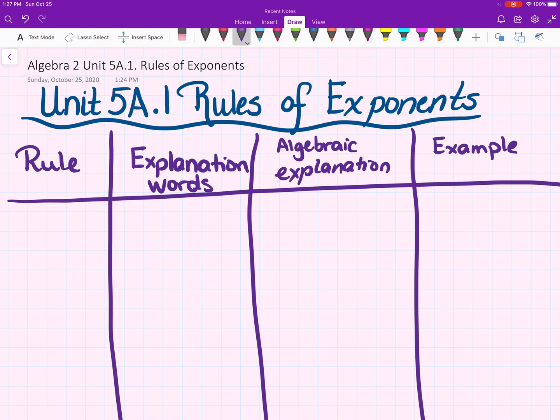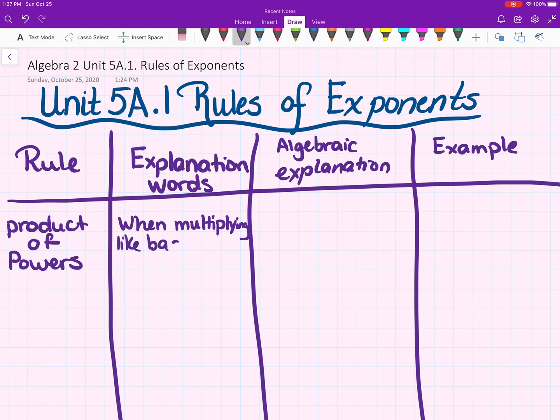So, product of powers. Okay, when you multiply like bases, you add exponents. So that's in words. When multiplying like bases, you're going to add the exponents. You kind of do this without even thinking because you know that x times x is x squared. Well, that's x to the first times x to the first, so you're adding the two exponents together.